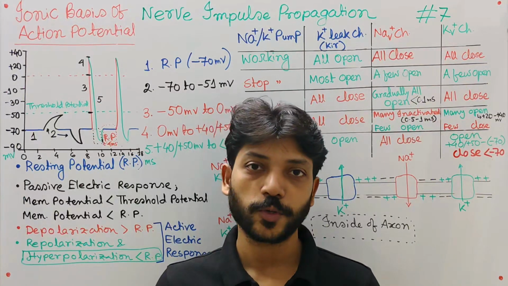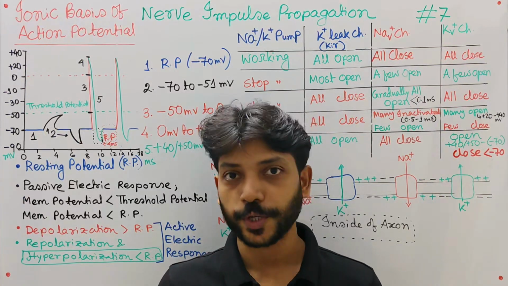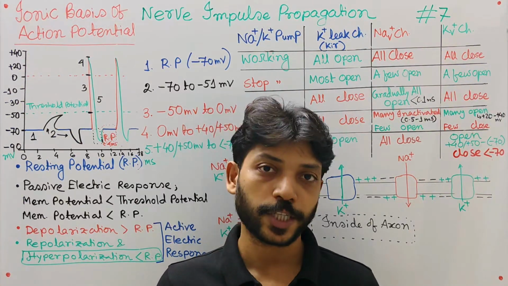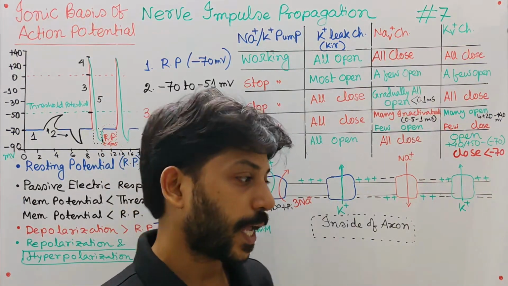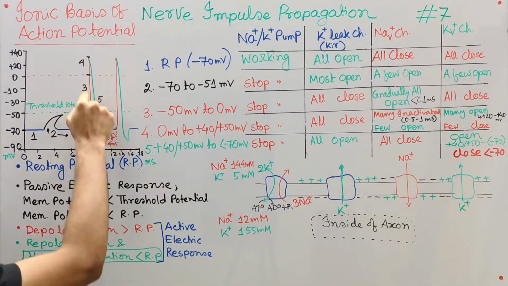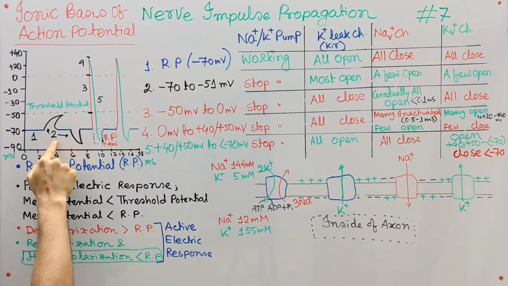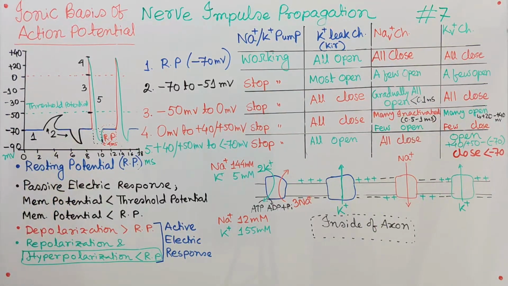Welcome everyone. Today we are going to learn about the ionic basis of action potential. That means which ions and ion channels are responsible for the generation of this electric event in a neuron. As you can see, this is a typical representation of action potential. I have also included one type of electric response that is also generated by neurons.